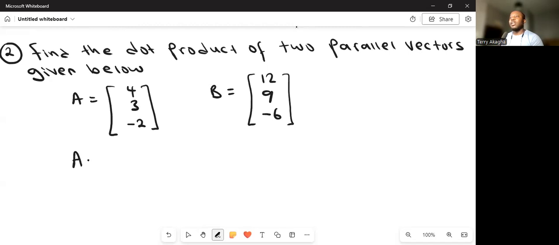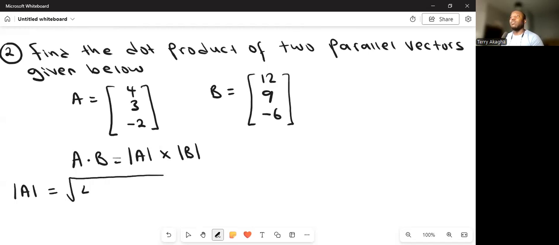So A dot B is going to be the magnitude of A multiplied by the magnitude of B. We need to find the magnitude of A first. The magnitude of A is equal to the square root of 4 squared plus 3 squared plus minus 2 squared. And that will give us the square root of 29, because 16 plus 9 is 25, plus 4 is 29.